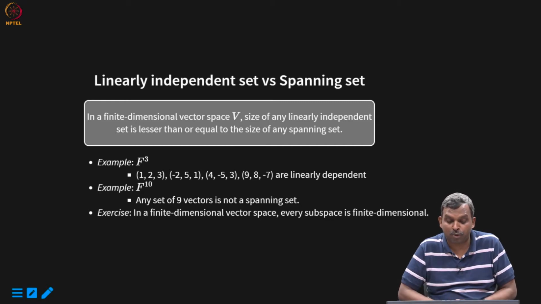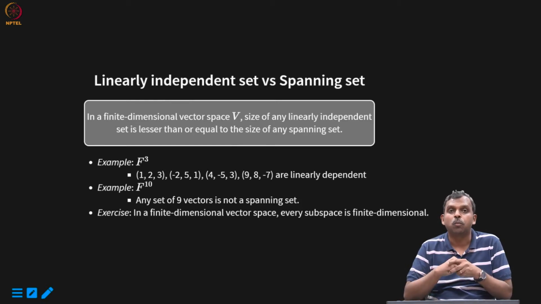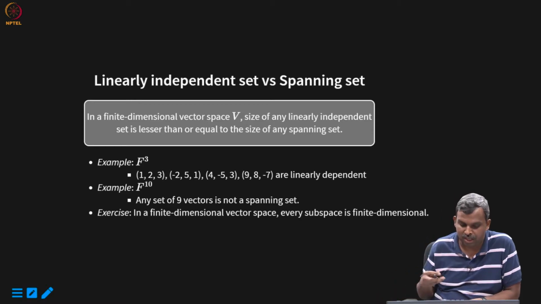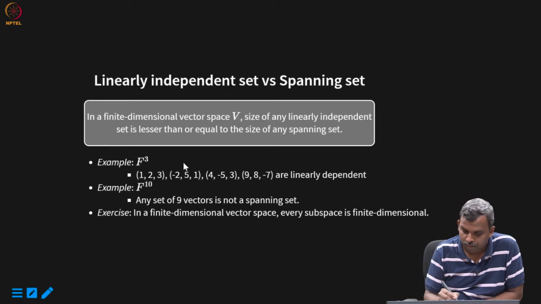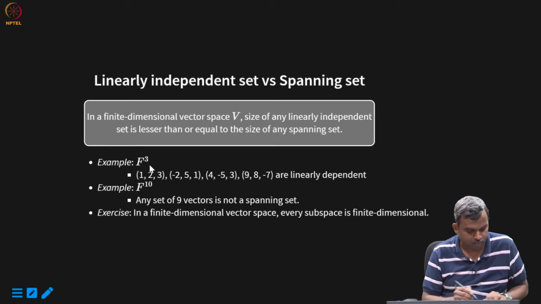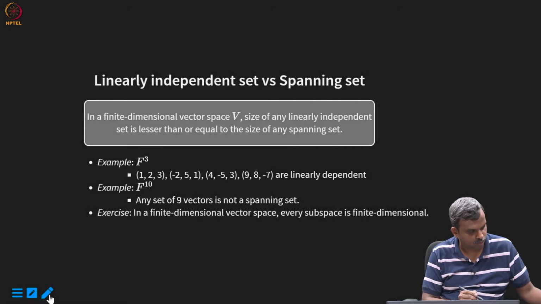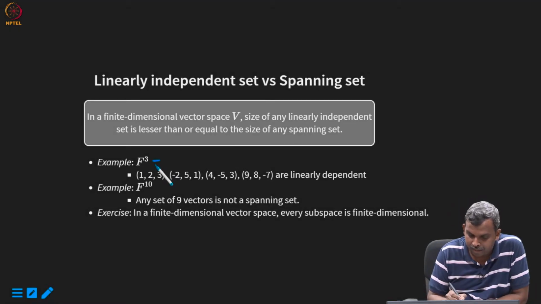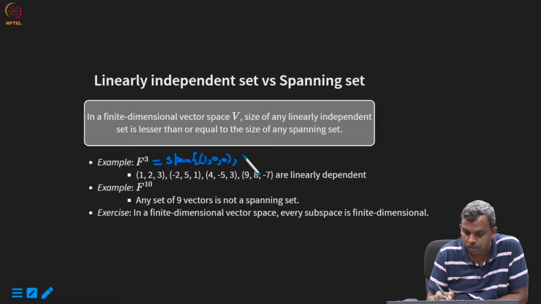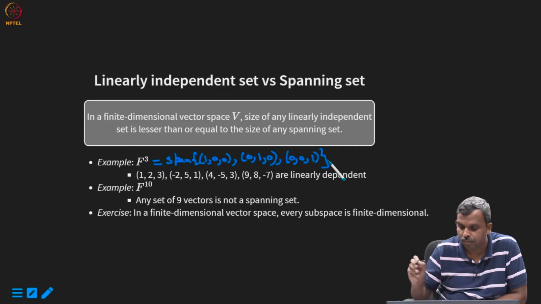Look at the example for F3 there. F3 means you have a spanning set with 3 vectors, isn't it? Let me write it down. F3 equals span of (1, 0, 0), (0, 1, 0) and (0, 0, 1), isn't it? Alright.